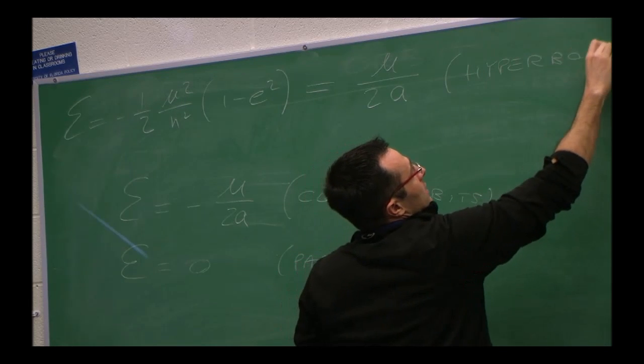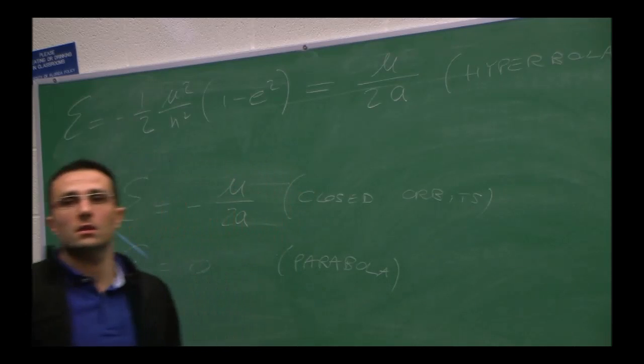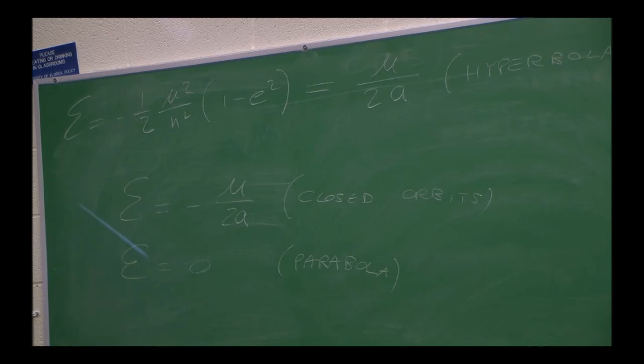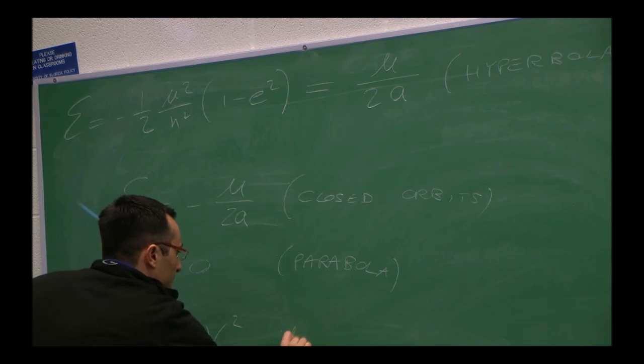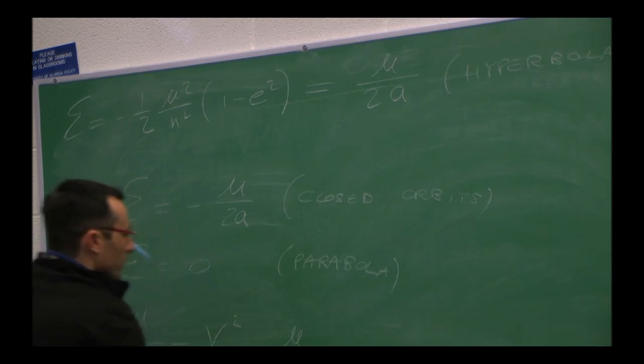What kind of energy is this? Positive, negative, 0? It's positive. Hyperbolic paths have positive energy. You need to have positive energy, mechanical energy, the way we have defined it, so that you can go away. Now, this thing can be equated to what the definition of energy is, which is still the same, v squared over 2 minus mu over r. Okay?